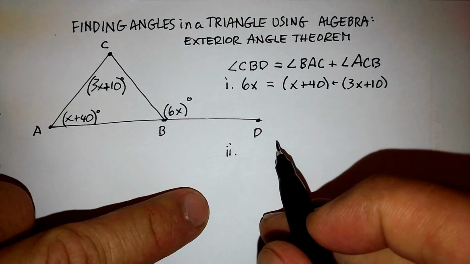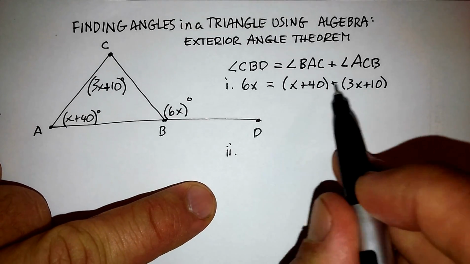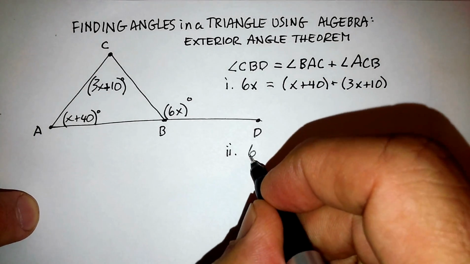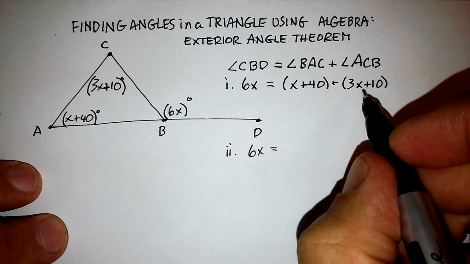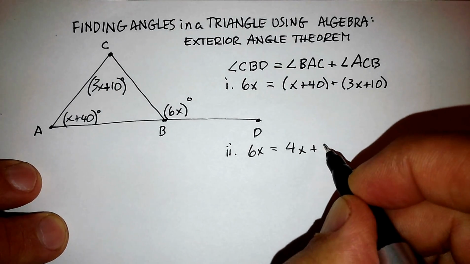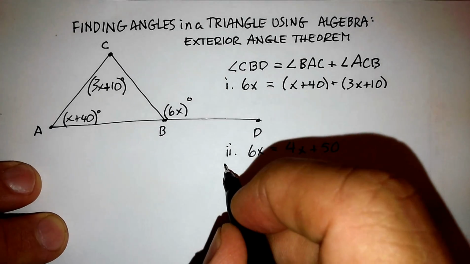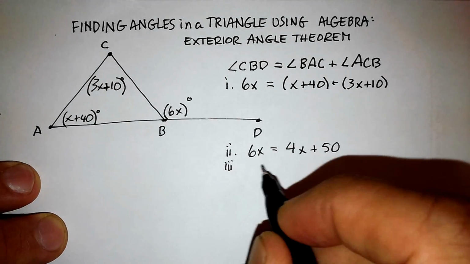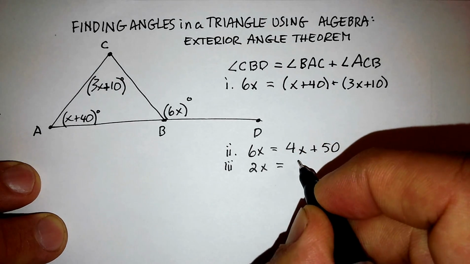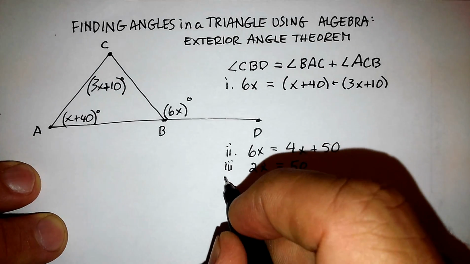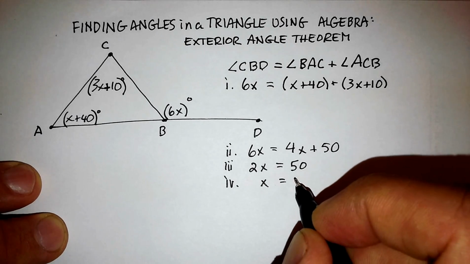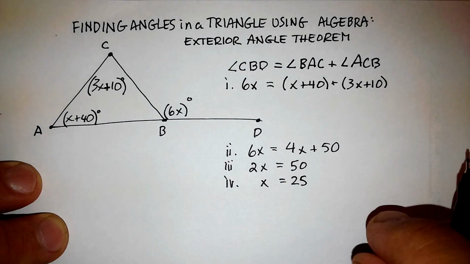Second step, let's gather our like terms because now we don't need to use those parentheses anymore, right? So I'm going to get 6x is equal to 4x plus 50. I'm going to subtract 4x from both sides, and I'm going to get 2x is equal to 50. And in my final step, I'm going to divide by 2. And x is going to be equal to 25.